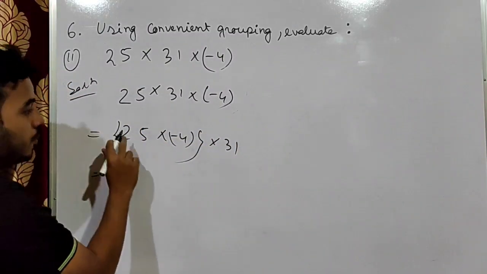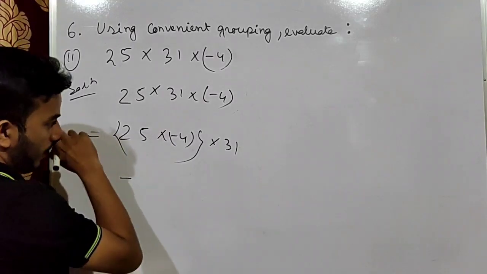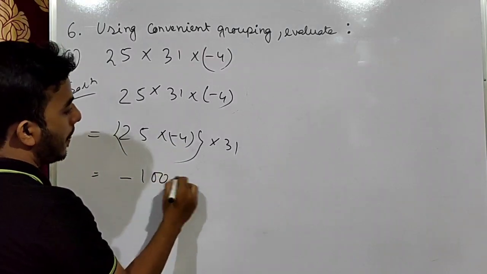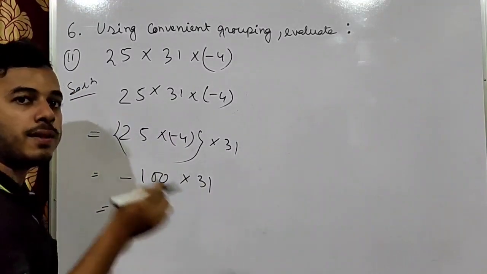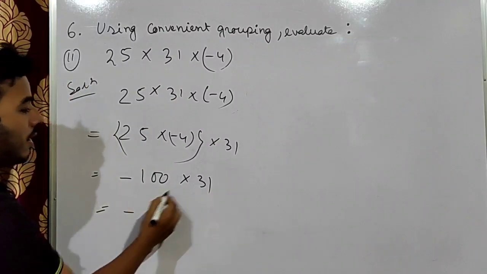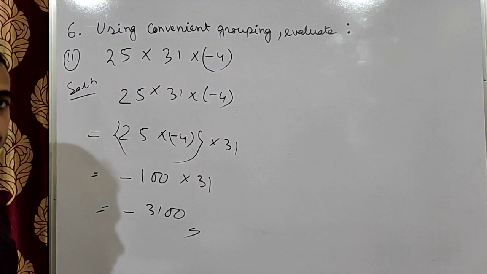Now here one number is positive, another number is negative, so our number will be negative. So negative 25 into 4 is 100 into 31. Again here one number is negative, another number is positive, so our result will also be negative. Now 3100. This is very easy, right?